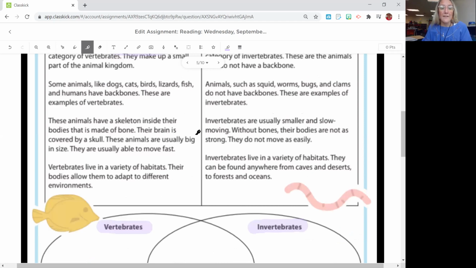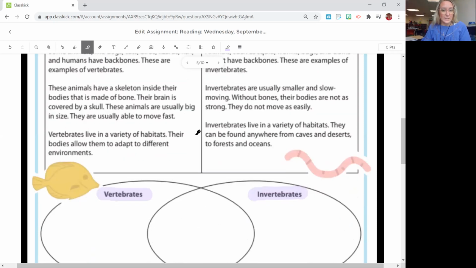These animals have a skeleton inside their bodies that is made of bone. Their brain is covered by a skull. These animals are usually big in size. They are usually able to move fast. Vertebrates live in a variety of habitats. Their bodies allow them to adapt to different environments.